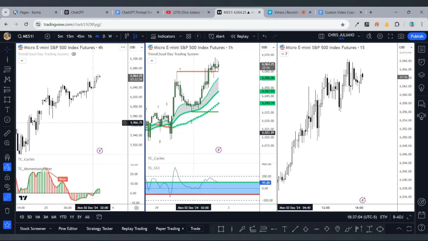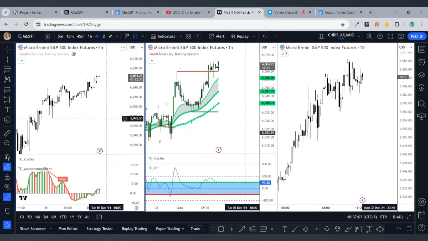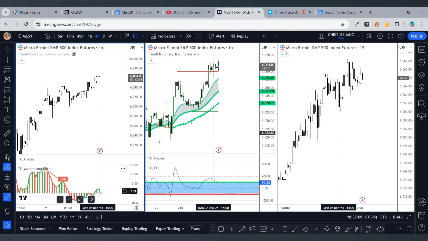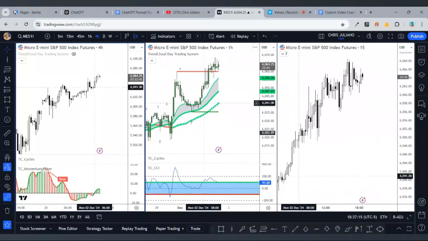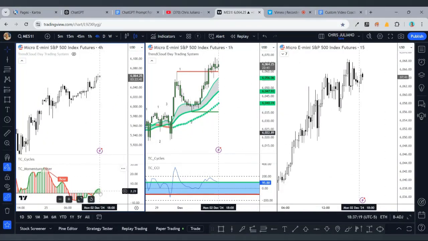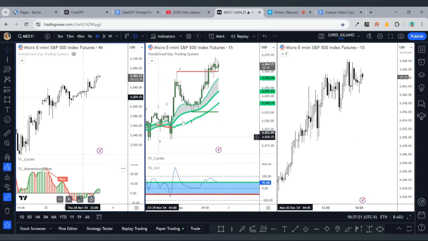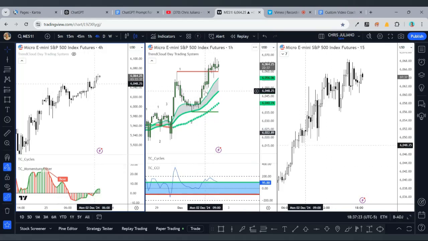So basic TrendCloud method here. 4-hour chart, you want to make sure that your momentum filter is in the same direction as your trend on the middle time frame. So you can see here, green momentum filter, green trend. Okay, that is the first piece of the puzzle.